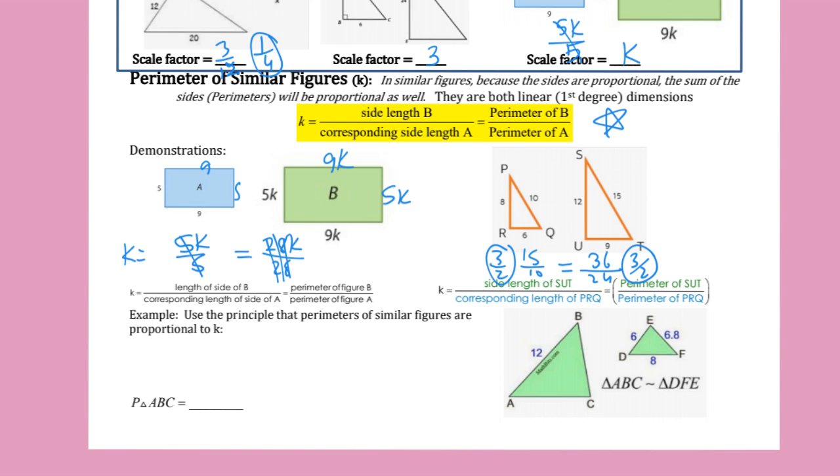We can write a proportion with those to find missing pieces. So I'm not going to ask you to demonstrate that. I'll ask you just to use it. Okay, so look at the next example. They say, hey, these 2 triangles are similar. Can you find the perimeter of the bigger figure? Okay, can you find the perimeter of ABC?